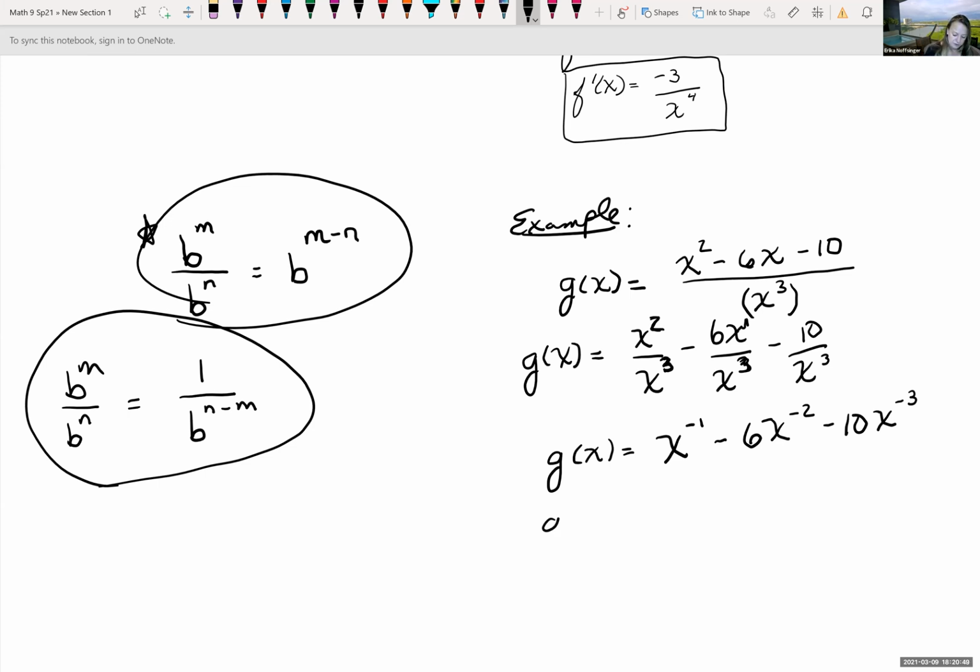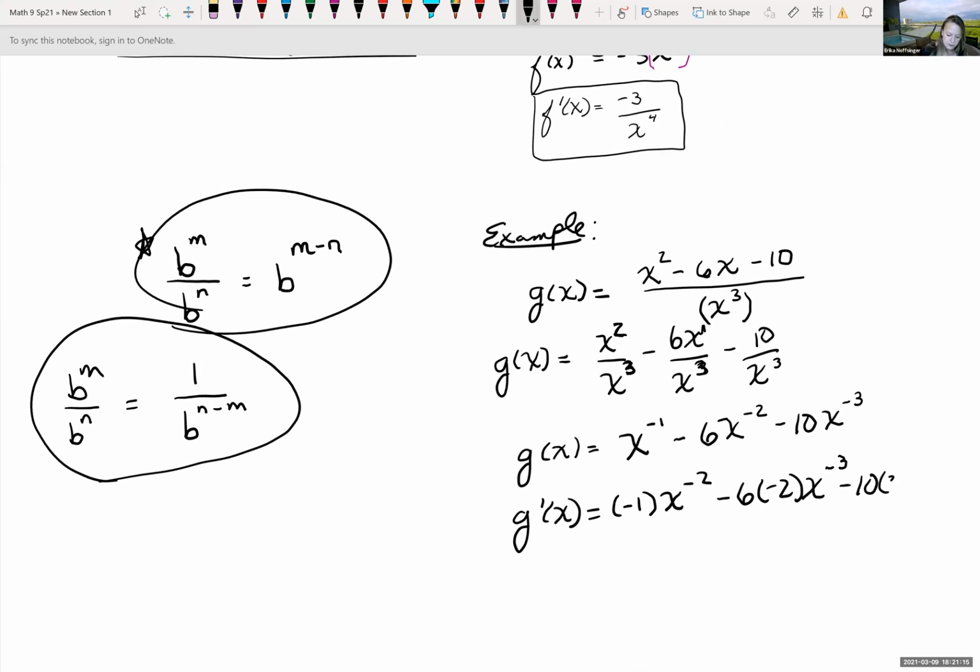So we have the derivative of g of x. Bring our power down front for our first term, which is negative 1, x, subtract 1 from our power. So negative 1 minus 1 is negative 2. Minus 6 times, bring our power down front, negative 2, x, subtract 1 from our power. So negative 2 minus 1 gives us a negative 3. Minus 10 times our exponent, which is negative 3, x, and now subtract 1 from that exponent.